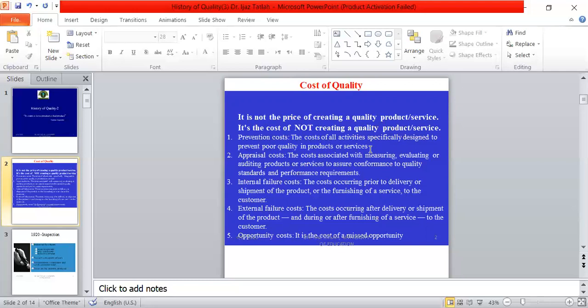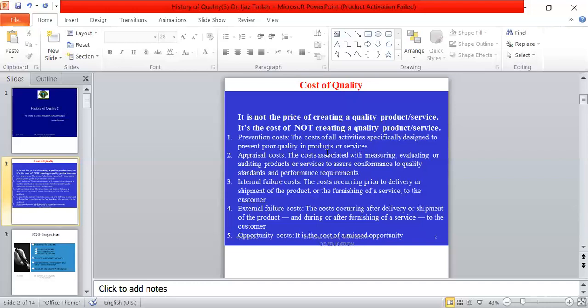Appraisal costs: the costs associated with measuring, evaluating, and auditing products or services to assure conformance to quality. So feedback, follow-ups, counseling, all this matters, because the different types of appraisal have cost. Why? For what purpose? To assure the quality.